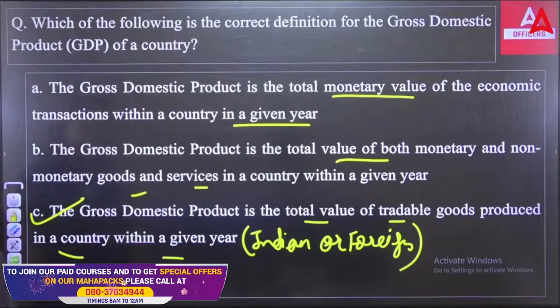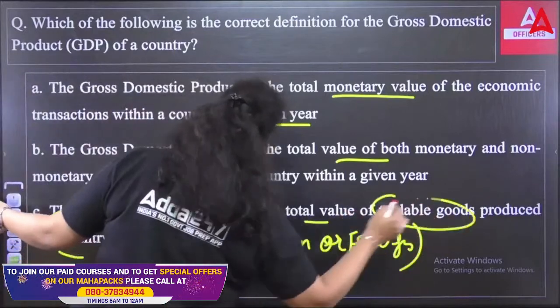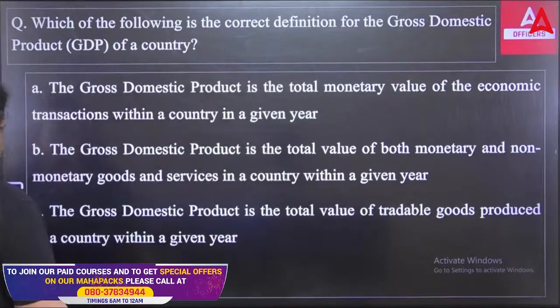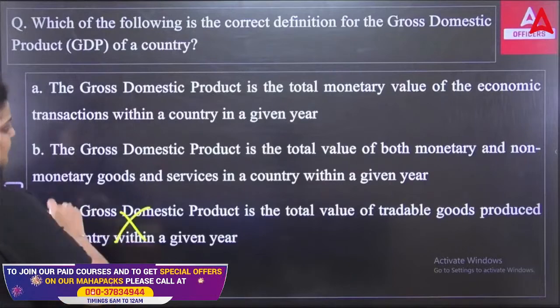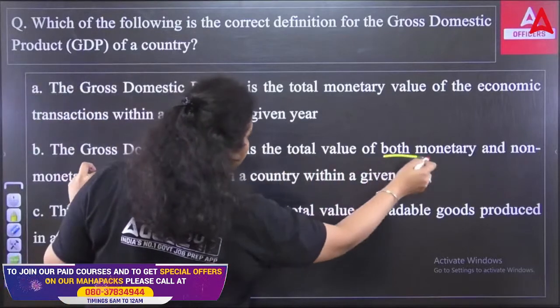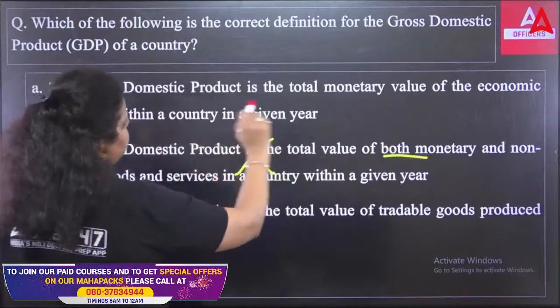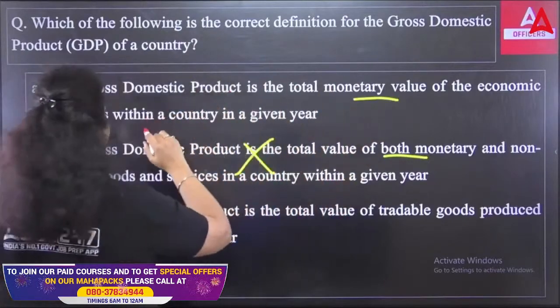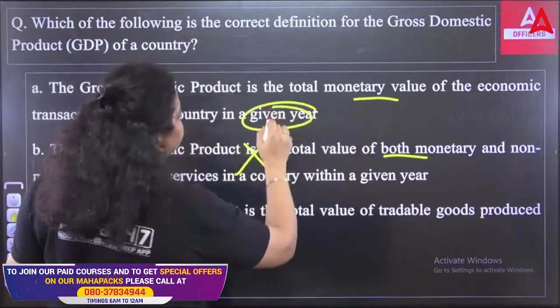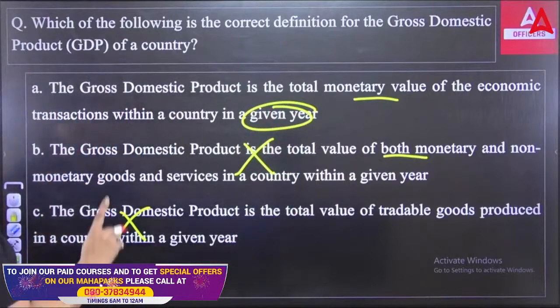One second. Okay, it's only talking about tradable goods. No, it will cover services also. So it cannot be the right answer. It's talking about both monetary and non-monetary. No. It is talking about the monetary value of economic transactions within a country in a given year. No, not economic transaction, production.